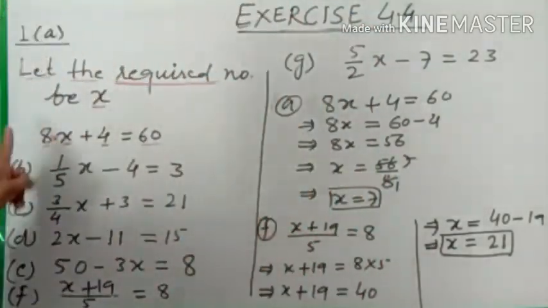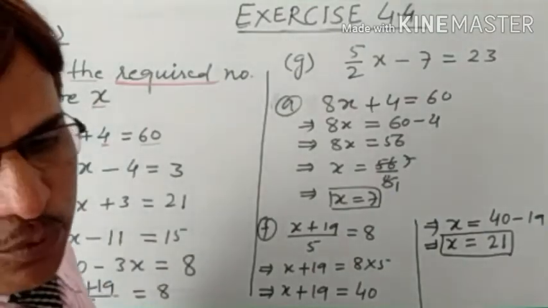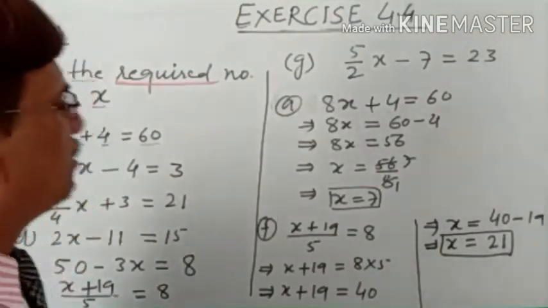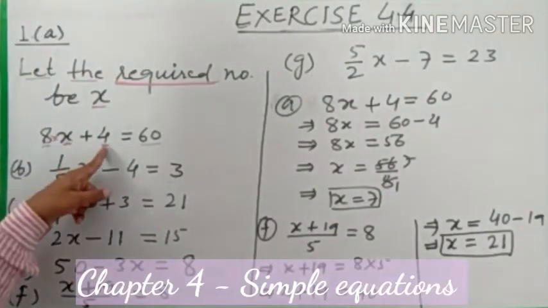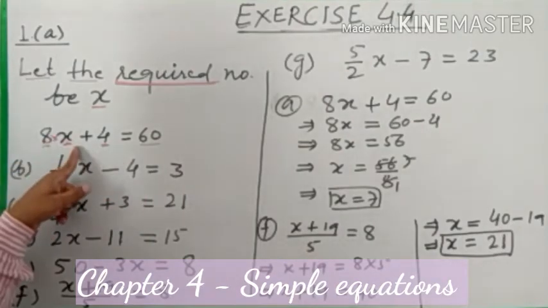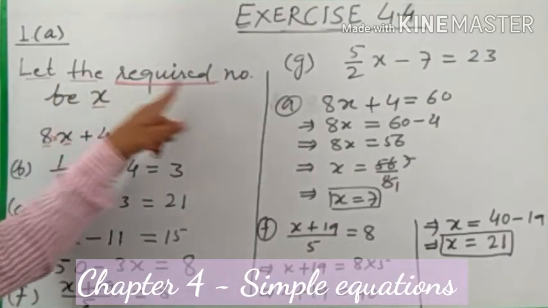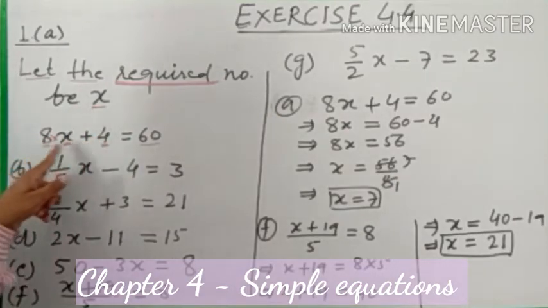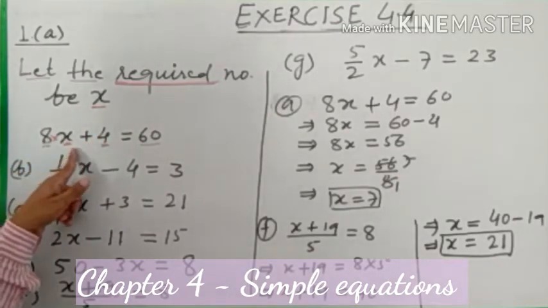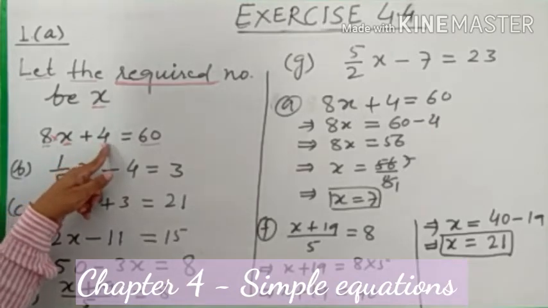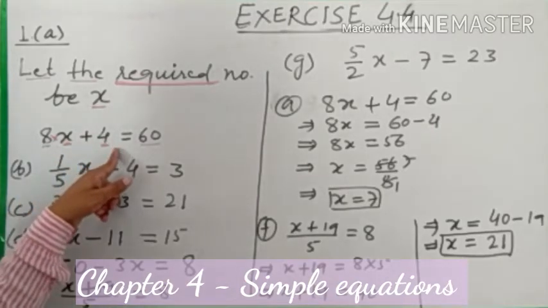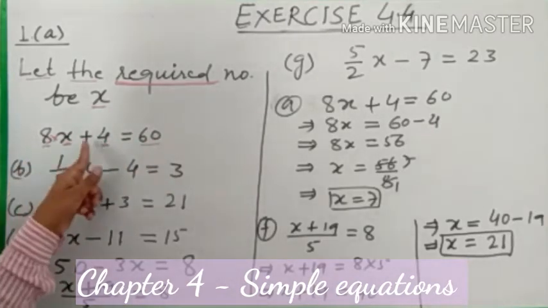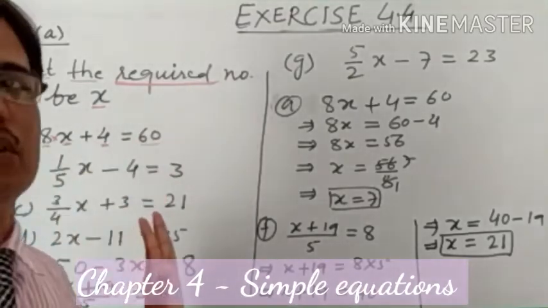A. Add 4 to 8 times a number, you get 60. Let the required number be x. 8 times a number means 8x, 8 into x. And add 4, plus 4. You get 60. 8x plus 4 is equal to 60.